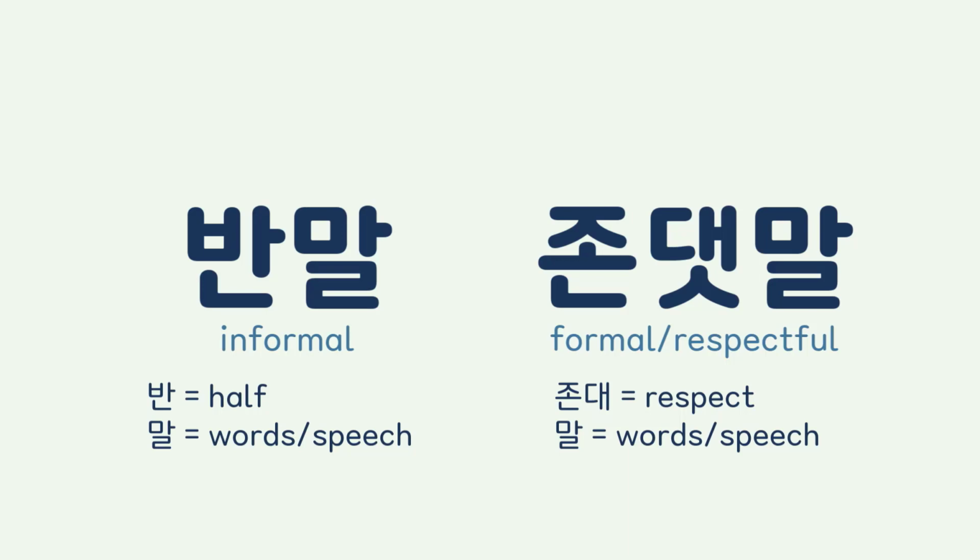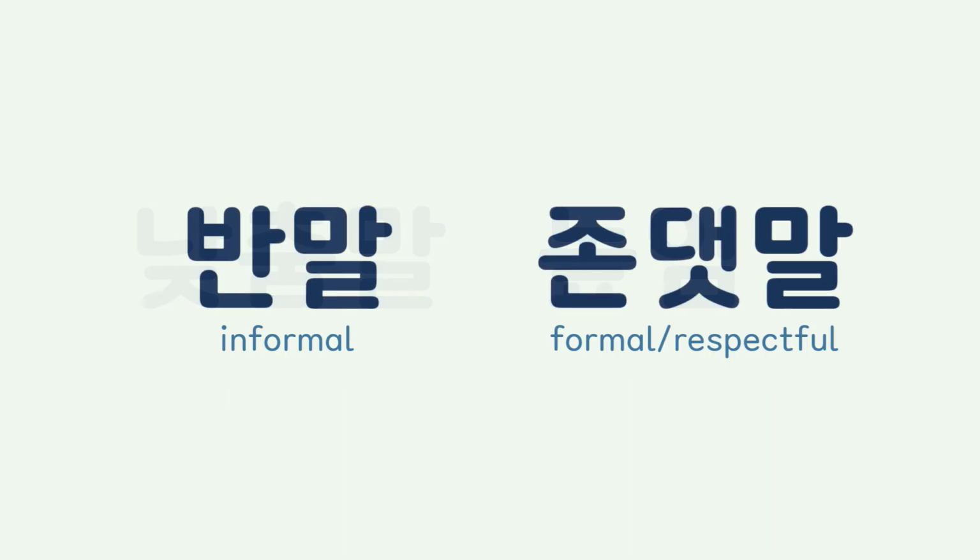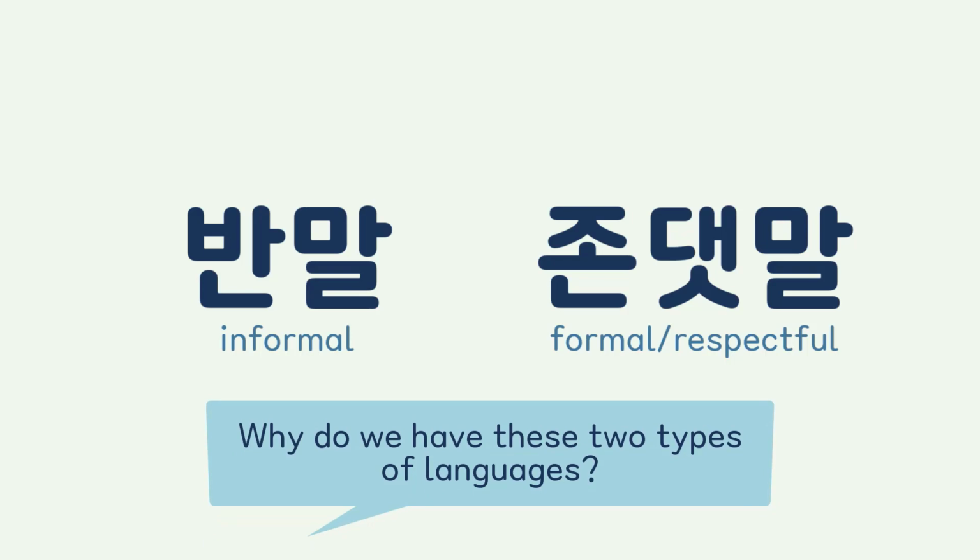The words 반 and 존대 come from Chinese characters, and there are equivalent native Korean phrases, which are 낮춤말 and 높임말. 낮춤 comes from the word 낮추다, which means to lower. And 높임 comes from the word 높이다, which means to elevate. However, these phrases are less commonly used than 반말 and 존댓말. So the important question we need to consider is why we have these two types of language.